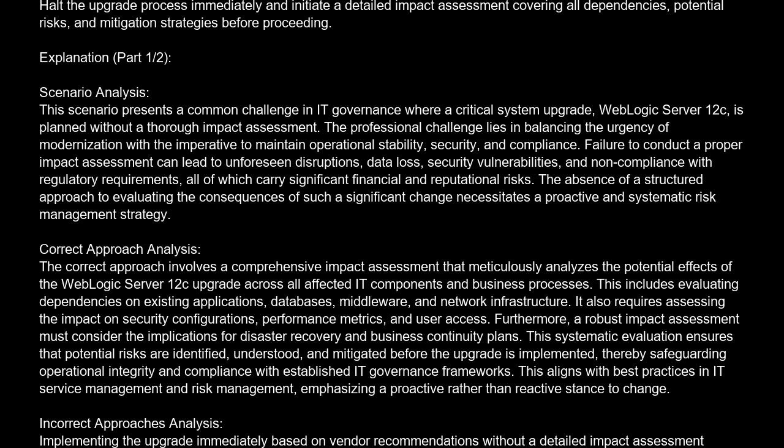This includes evaluating dependencies on existing applications, databases, middleware, and network infrastructure. It also requires assessing the impact on security configurations, performance metrics, and user access. Furthermore, a robust impact assessment must consider the implications for disaster recovery and business continuity plans. This systematic evaluation ensures that potential risks are identified, understood, and mitigated before the upgrade is implemented, thereby safeguarding operational integrity and compliance with established IT governance frameworks.